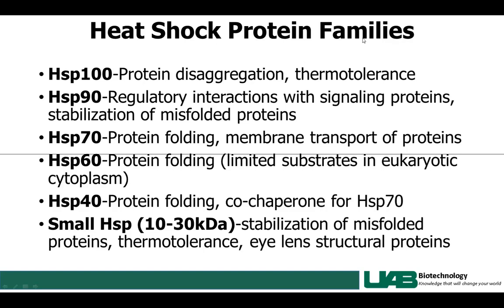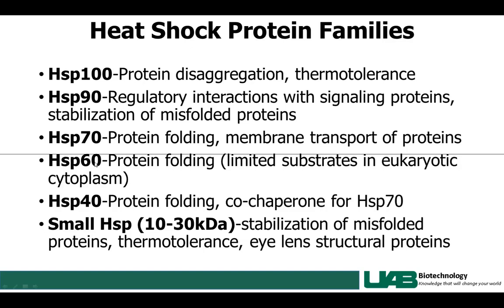These are the heat shock protein families, and they consist of a number of small heat shock proteins that can range in size from 10 to 30 kilodalton, and then heat shock protein 40. Each one of these numbers corresponds to kilodalton size: heat shock protein 60, heat shock protein 70, heat shock protein 90, and heat shock protein 100. These are all called chaperone proteins that assist in folding.